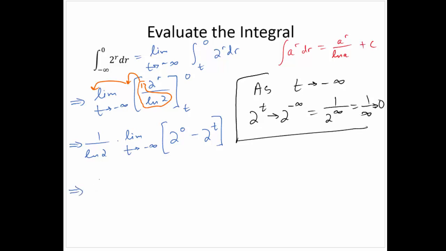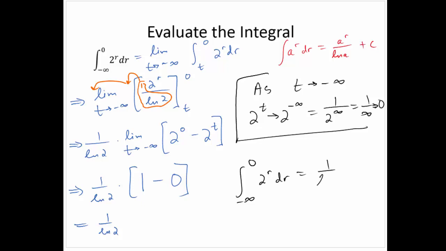So we'd have 1 over the natural log of 2 times, remember 2 to the 0 is 1, minus 2 to the t, which would approach 0 as t approaches negative infinity. So this then equals 1 over the natural log of 2. And so we would say then that the integral from negative infinity to 0 of 2 to the r dr is 1 over the natural log of 2, and that the integral does converge.